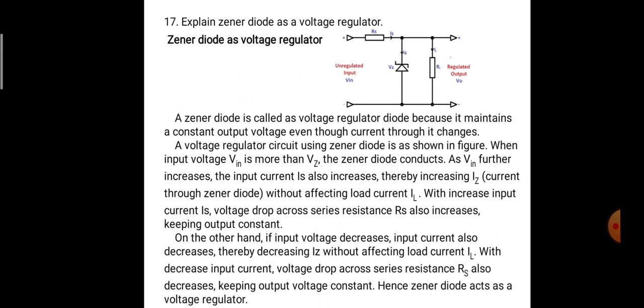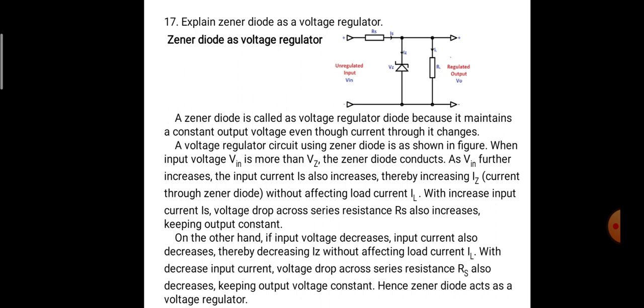Zener current, that is, current through the Zener diode, without affecting the load current IL. With increased input current IS, the voltage drop across the series resistance RS also increases, keeping the output constant.